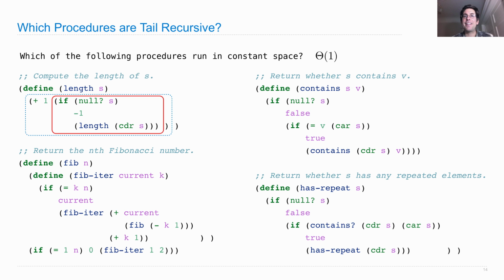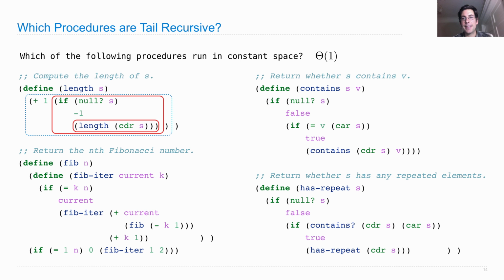And that idea that the consequent and alternative sub-expressions of an if are in tail contexts only works if the whole if is in a tail context. So this is not either, which means that evaluating length here is going to require linear space in the length of S. Let's look at contains next.